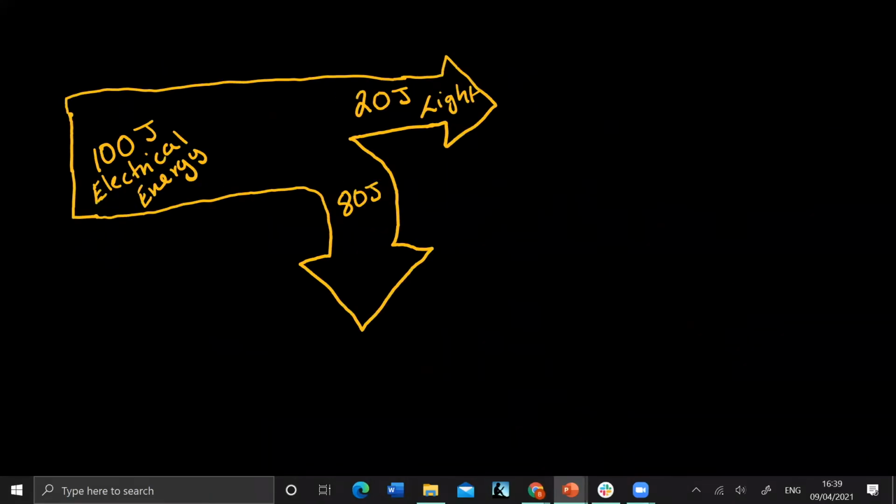You often see these in the exams. This is called a Sankey diagram, named after the person who invented it. It shows us the energy transfers. So this is a light bulb, what we talked about before. So 100 joules of electrical energy goes in, 20 joules comes out as light, and 80 joules comes out as thermal. A little bit of a check there to remember.